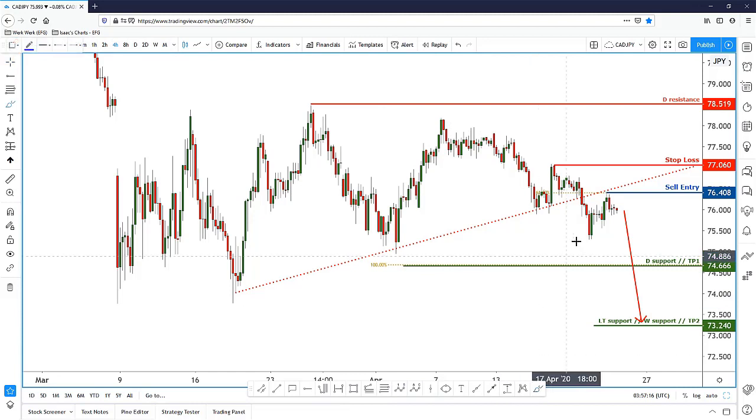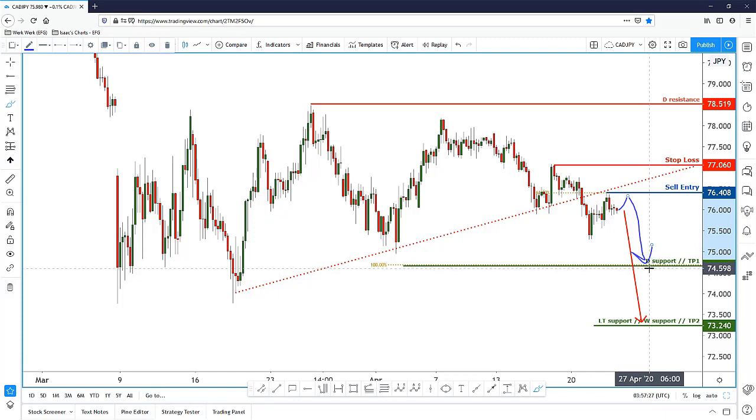So how this works is when price comes back up to test this level, I will go short and I'll play down to my TP1. When price reaches my first take profit, I will close out partial positions to lock in some profits and let the remaining position run down to the take profit 2.